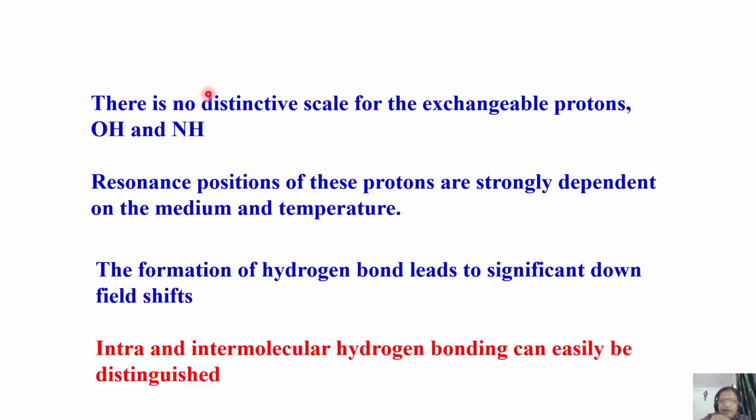It also depends upon the physical conditions of the experiment, like temperature, solvent medium, solute concentration, various things depending on the hydrogen bonds. But one thing you can notice: if your molecule is forming a hydrogen bond, this leads to significant downfield shifts. You can understand that if OH or NH is there and forming a hydrogen bond, that particular proton can move downfield.